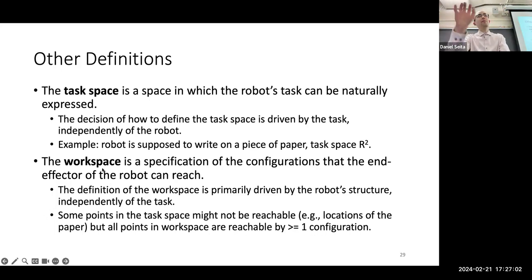And the main difference between the task space and the workspace is that some points in the task space might not be reachable, but all the points in the workspace are reachable by some configuration, because the workspace is defined by what the robot can reach. If you're trying to do something like that pen writing robot, there are some locations in the plane that it can't reach. If the arm is maximally extended in one direction, then it can't go further than that. So that point would be in the task space, but not in the workspace.